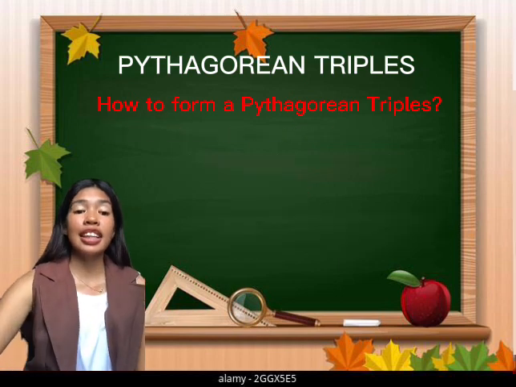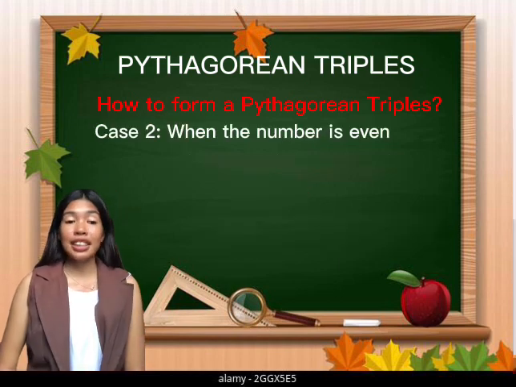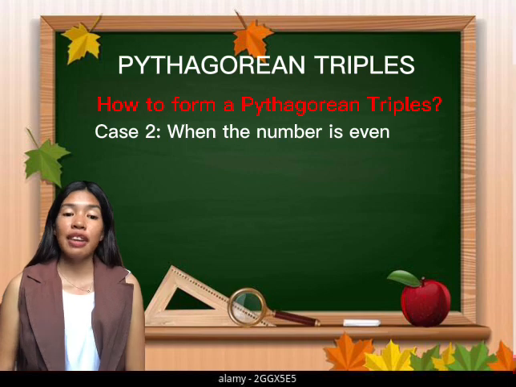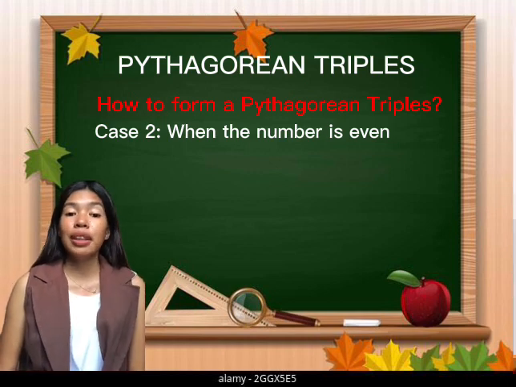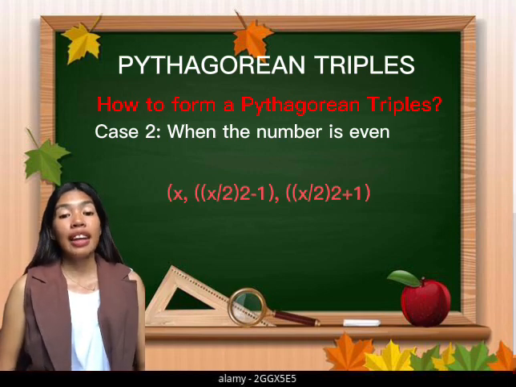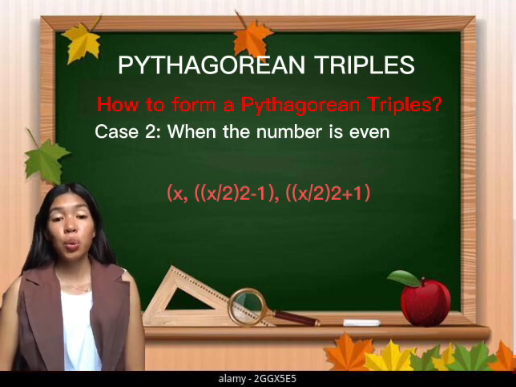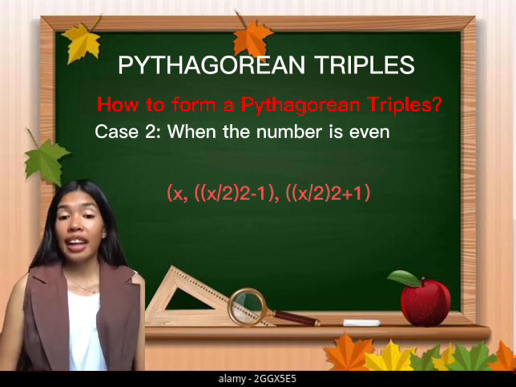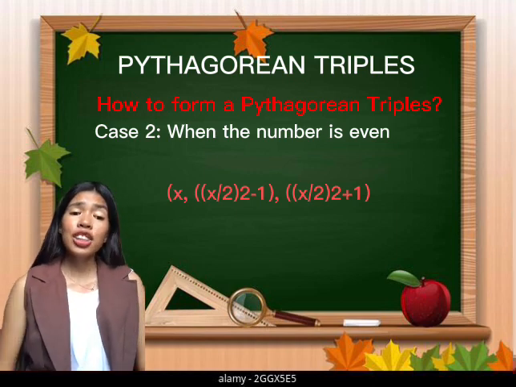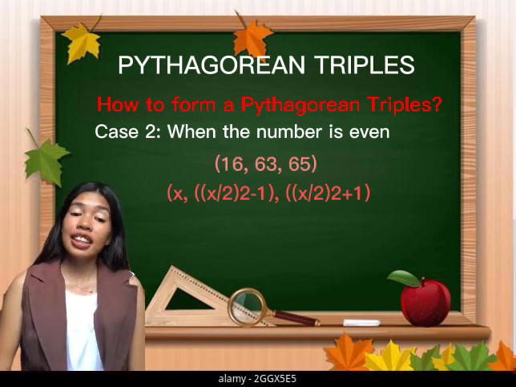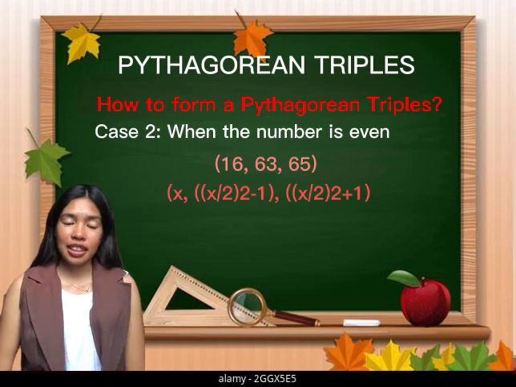So next is case number 2, if the number is even. If x is even, then the Pythagorean triple is equal to x, then x divided by 2 times 2 minus 1, then x divided by 2 times 2 plus 1. Let us assume an example: 16, 63, 65.